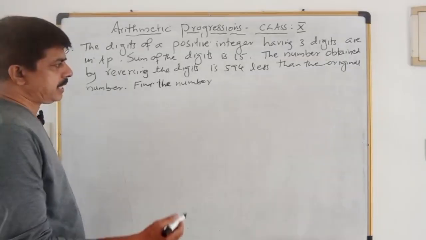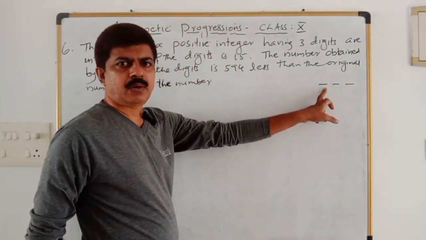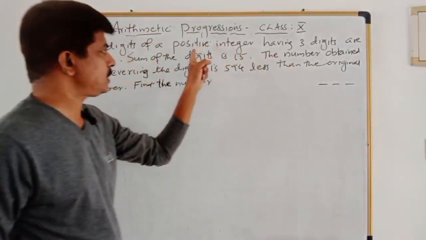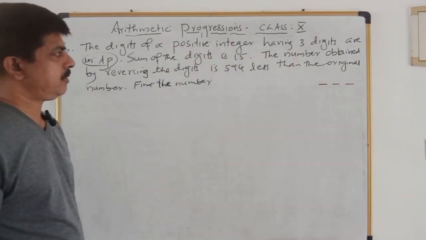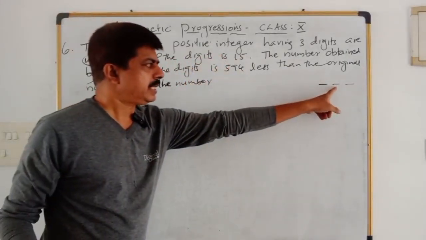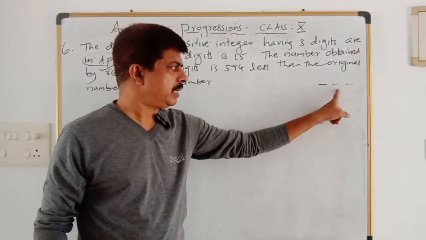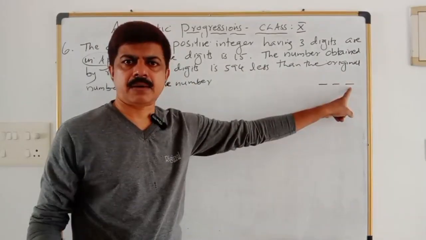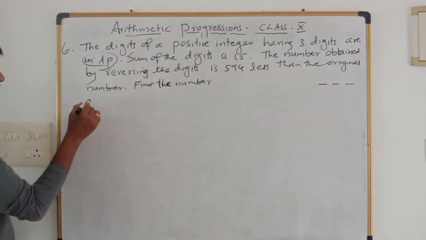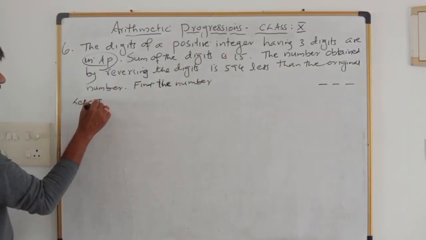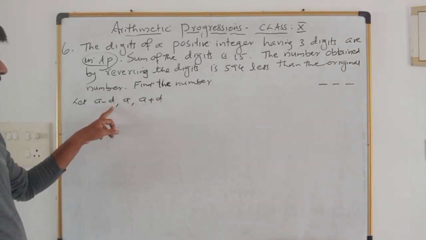Here is a 3-digit number, so we have ones place, tens place, hundreds place. These 3 digits are in AP. According to the question, these 3 digits form an AP, and their sum is given as 15. Hundreds place digit plus tens place digit plus ones place digit is 15. Since the sum is given, how will we let the numbers? Let a minus d, a, a plus d. These are the 3 digits we take.